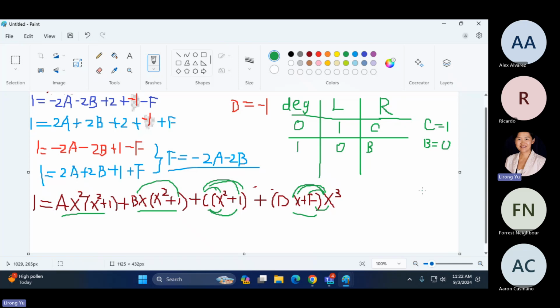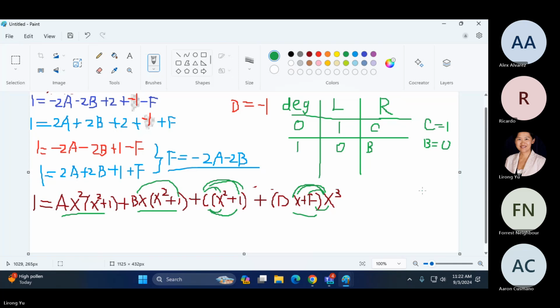But that's assuming that you have more equations. Right now, we only have one equation. So we have to make x equal to 2, x equal to -2 to create 2 more equations. Then we have a 3 by 3 matrix. So for this particular example, it's a lot easier to just look at the left side and right side, the coefficient for every degree term.